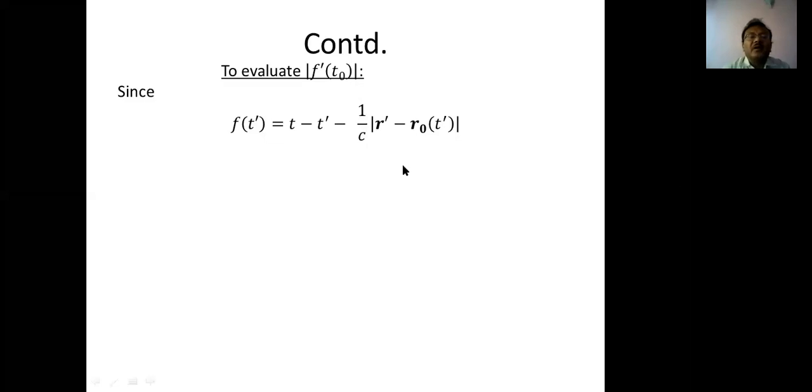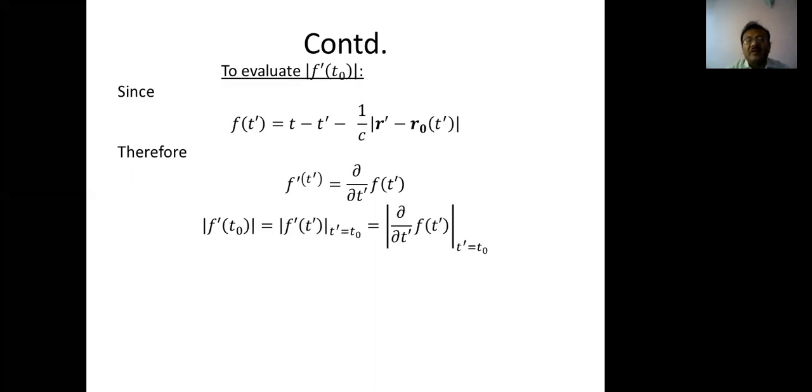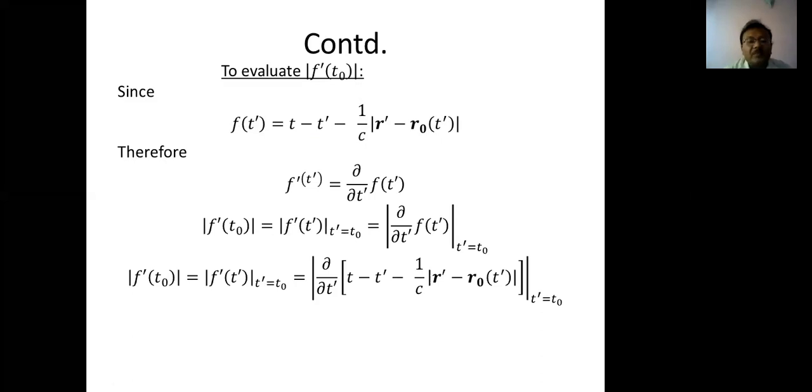So, okay, f of t prime is this here, and f prime of t prime equals dou by dou f of t, and this is the same thing we have already done last week. So here, these are the same steps that I'm going to repeat. We are finding the mode of f prime of t prime, evaluated at t prime equals t naught.